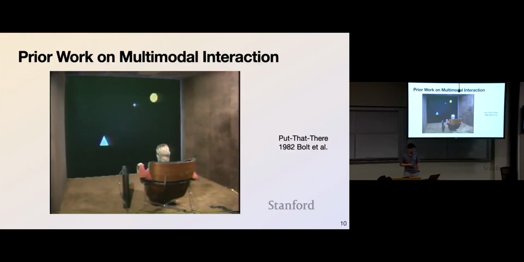Put a magenta square there. This guy called Richard Bolt created a blue diamond there. A very revolutionary demo very early on. Move that there.